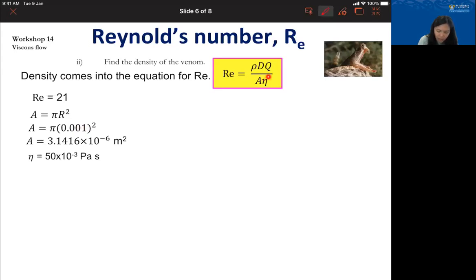We need the viscosity of the venom, which was already given in the previous information. Again, remember to put the times 10 to the minus 3 to represent the milli in the unit of the given viscosity. And then the D is diameter. The radius is given, but we know the diameter is just twice the radius if our cross section is circular, therefore diameter is 0.002 meters. So the only thing we need is the flow rate.